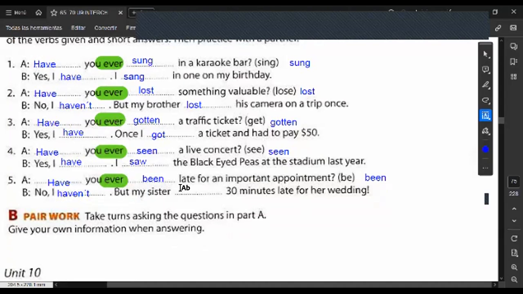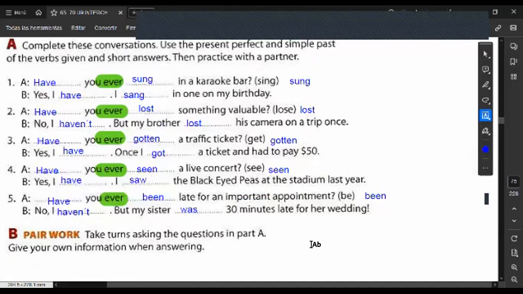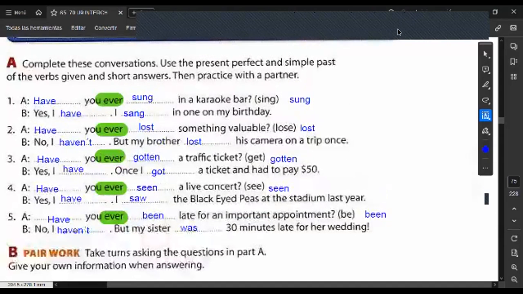But my sister was 30 minutes late for her wedding. Okay. But my sister was late for her wedding.